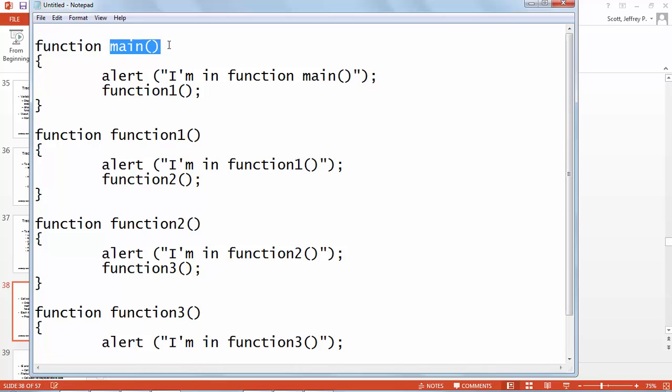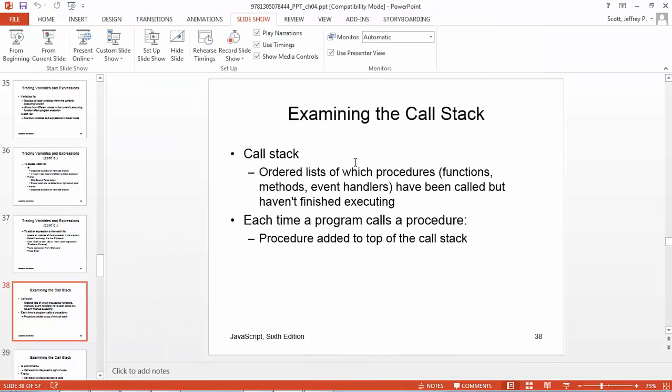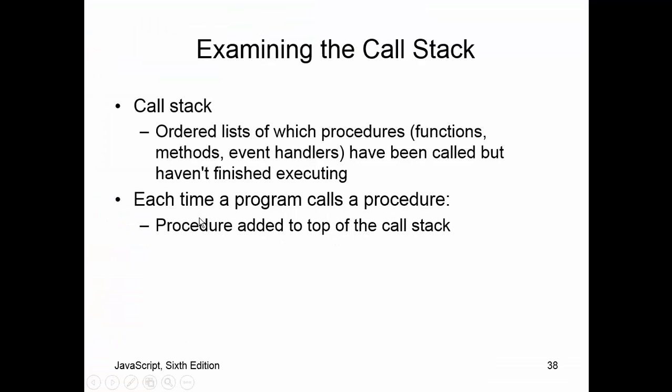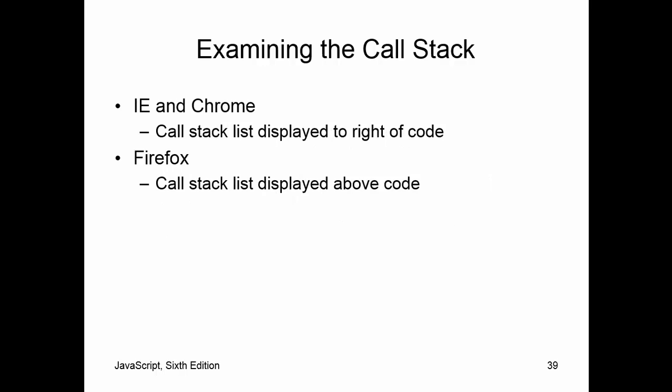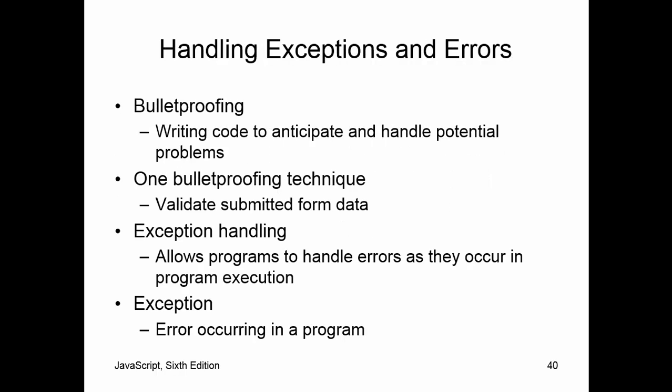So it'll show you where errors are. Some of the errors might be in your code. Some of the errors might even be in JavaScript's code itself. But if you find that, the error is in your code. It's not in JavaScript's code. All right? So the call stack is defined there as an ordered list of which procedures have been called but haven't yet finished executing. Every time a program calls a procedure, it gets added to the top of the call stack. All right? And IE and Chrome and Firefox all let you play with the call stack.